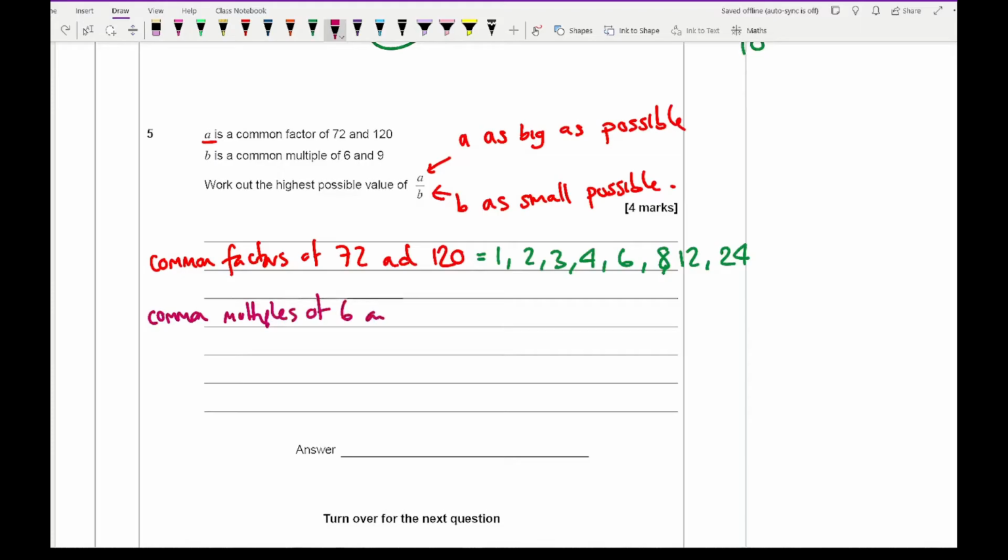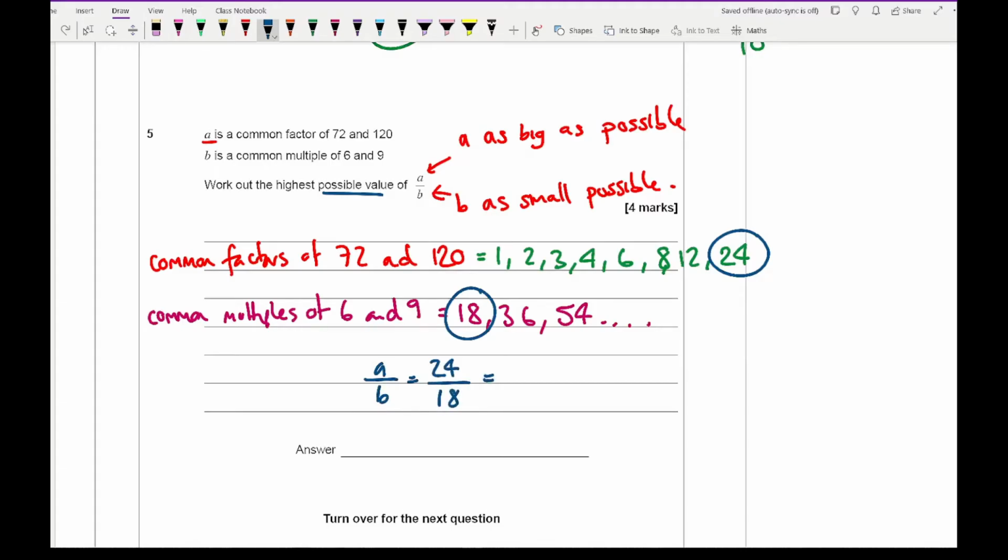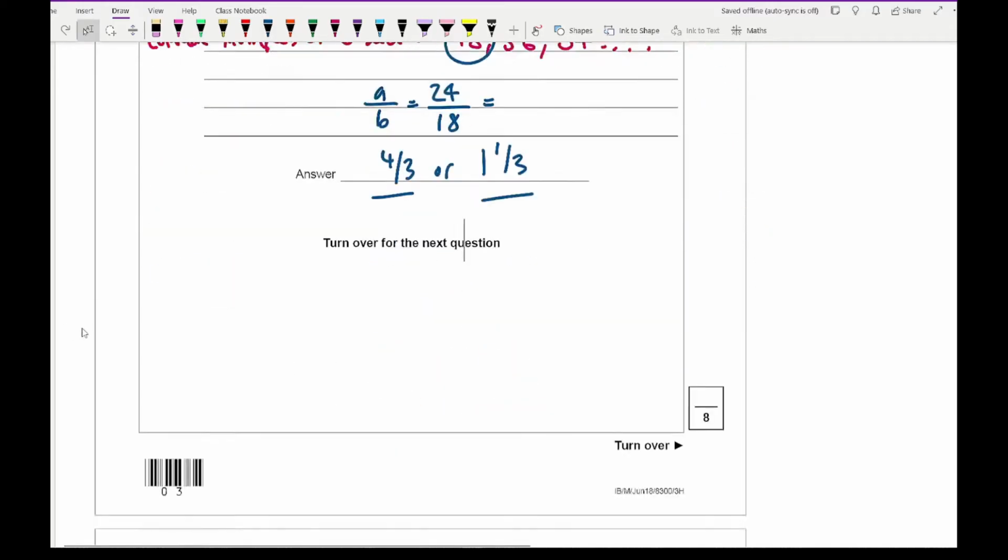of 6 and 9. The smallest number that appears in both the 6 and the 9 times table is 18, so all I need to do is write down the 18 times table, so 18, 36, 54, etc. To get the highest possible value, I want the biggest value of A, which in this case is 24, and the smallest value of B, which is 18. So A over B equals 24 over 18, which gives me either 4 over 3 or 1 and 1/3. Any of those ways of writing the answer would be absolutely fine.